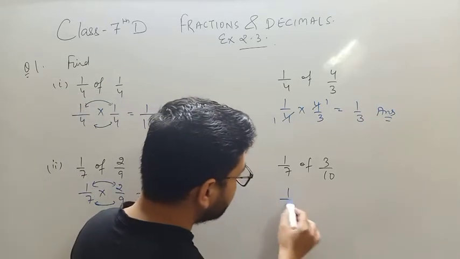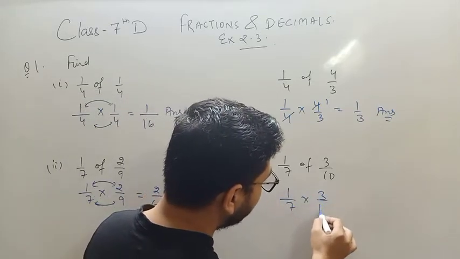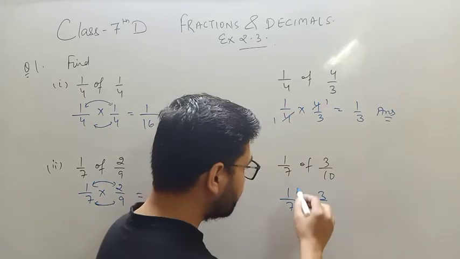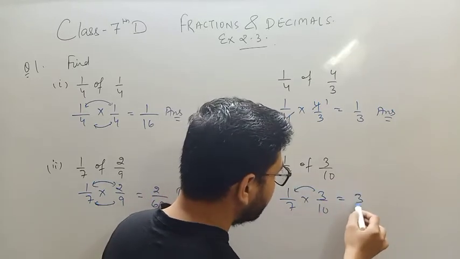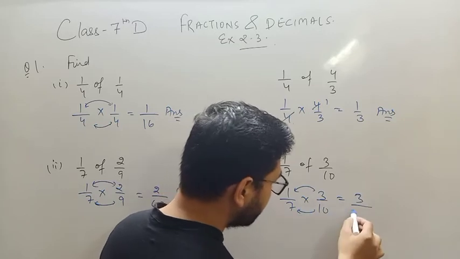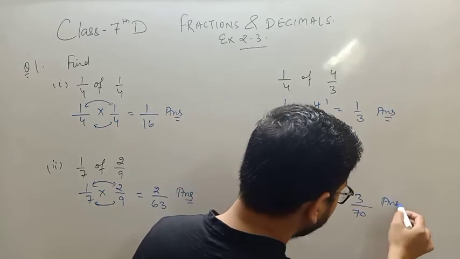Similarly, you have 1 upon 7 of 3 upon 10. What you can write is 3 ones are 3 and 7 tens are 70. So this is your answer.